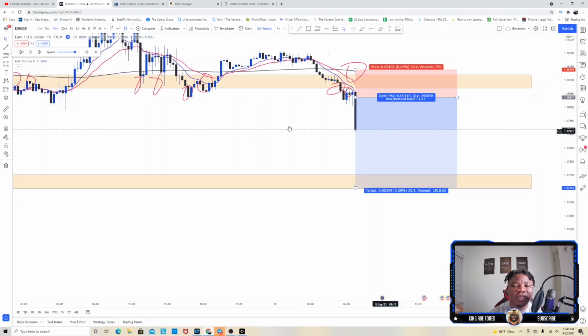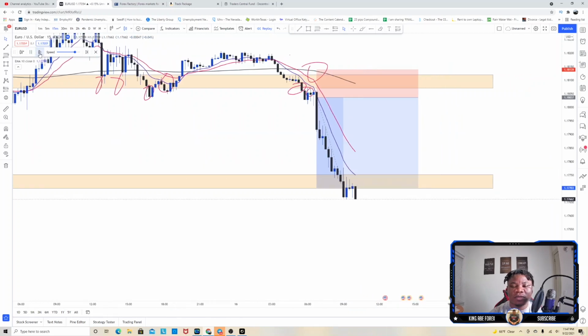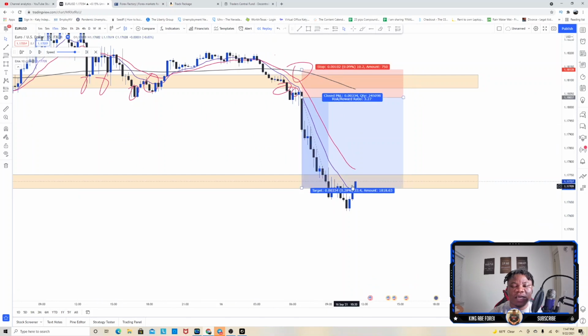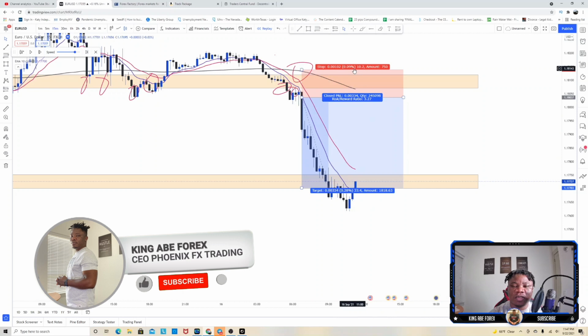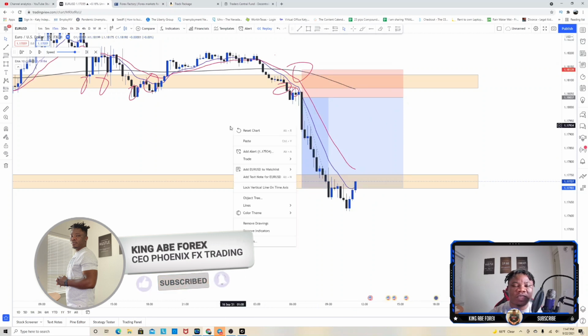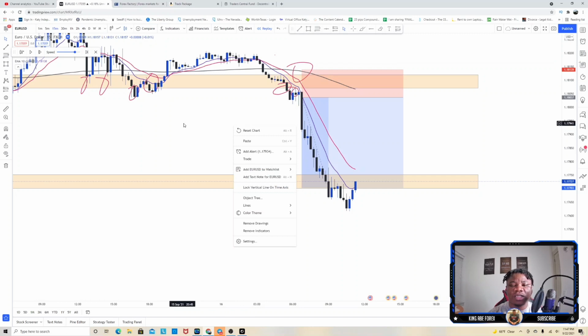So let's see how this trade actually played out. Right there, we got our take profit smashed for 33 pips, stop loss just 10 pips, risk to reward ratio 3:2. So this is how you use this strategy to take a sell position.